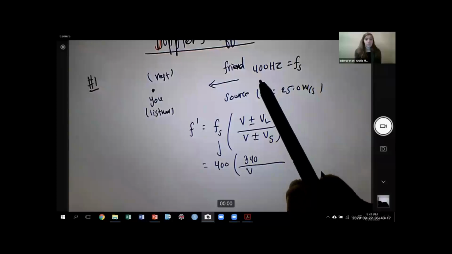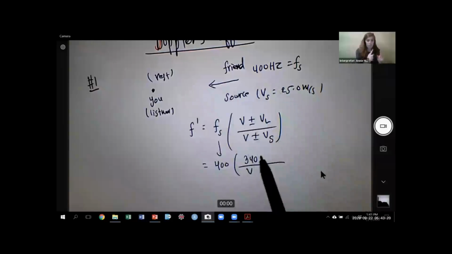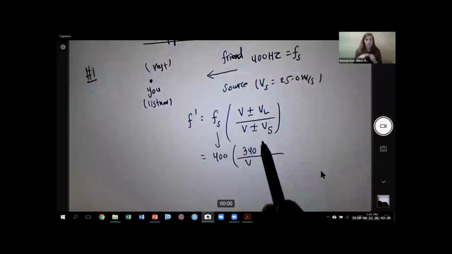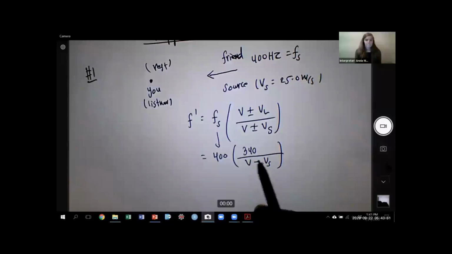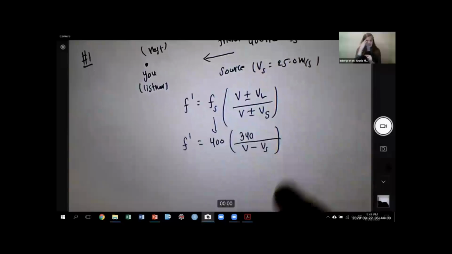The source, which is your friend, is moving towards you. And we know when the source is moving towards you, the apparent frequency has to increase. We know that from common sense. So what sign do you use, plus or negative? Negative, yep. Why? Because it's in the denominator, and making the denominator smaller makes the whole thing increase. We know the apparent frequency will increase because it's approaching. Okay, that's it.